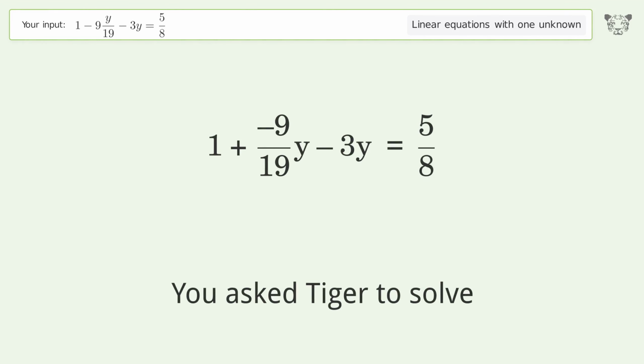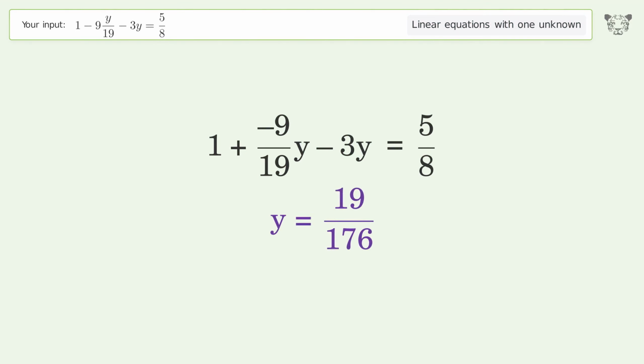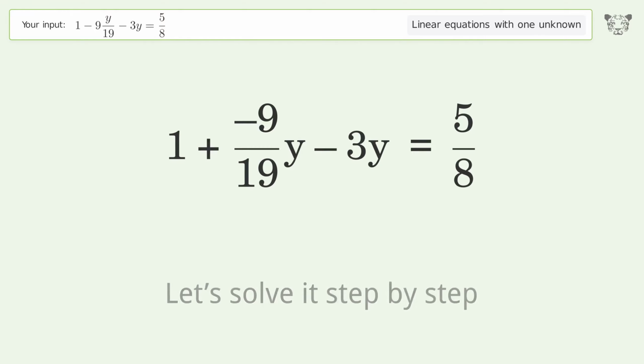You ask Tiger to solve. This deals with linear equations with one unknown. The final result is y equals 19 over 176. Let's solve it step by step.